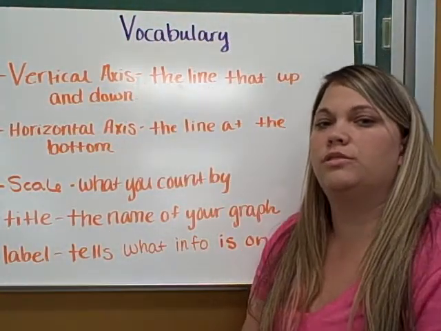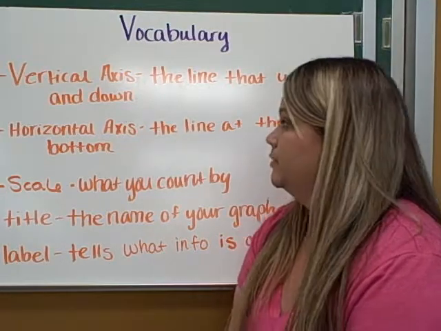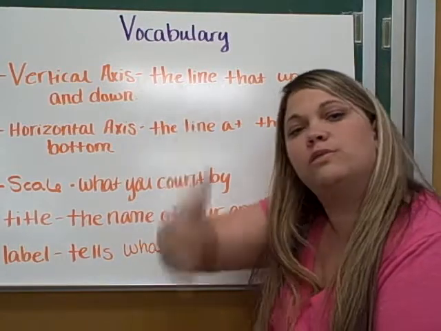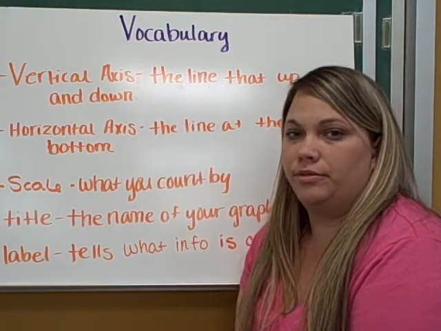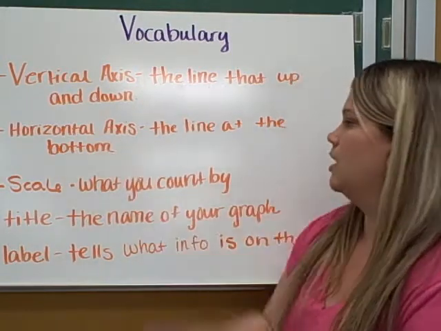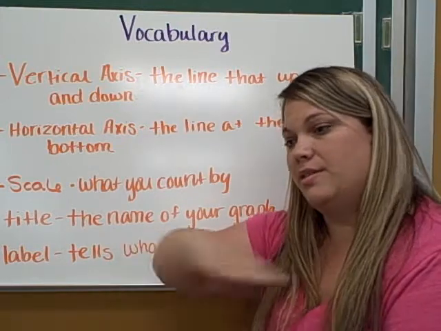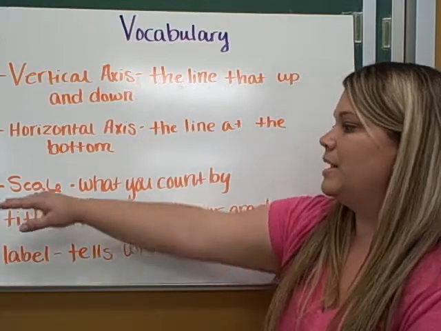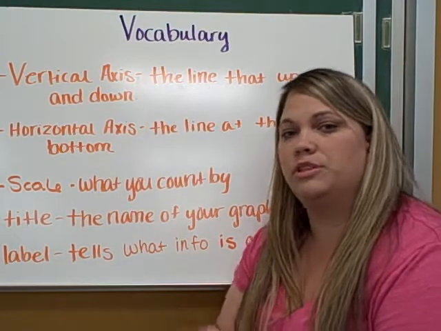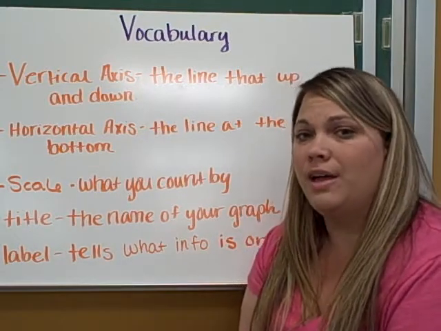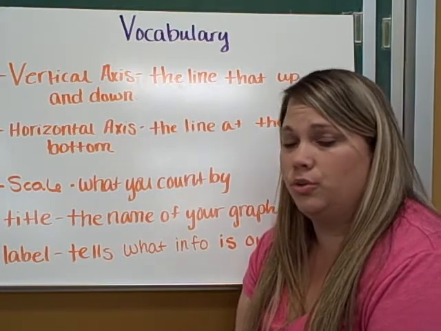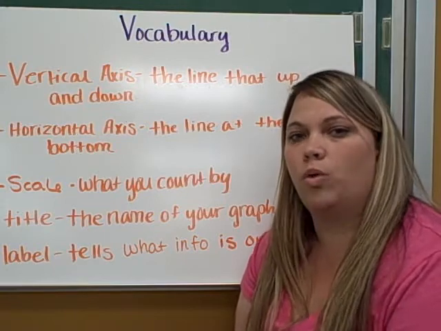The first thing we need to know is some vocabulary about bar graphs. The first thing is a vertical axis. That is the line that goes up and down on your bar graph. Second, your horizontal axis. This is the line that goes side to side across the bottom of your bar graph. Next is the scale. These are the numbers that you'll see on the side of your bar graph that tell you what you're counting by. It could be by thousands, it could be by twos, it could be by ones, whatever works to fit your data.